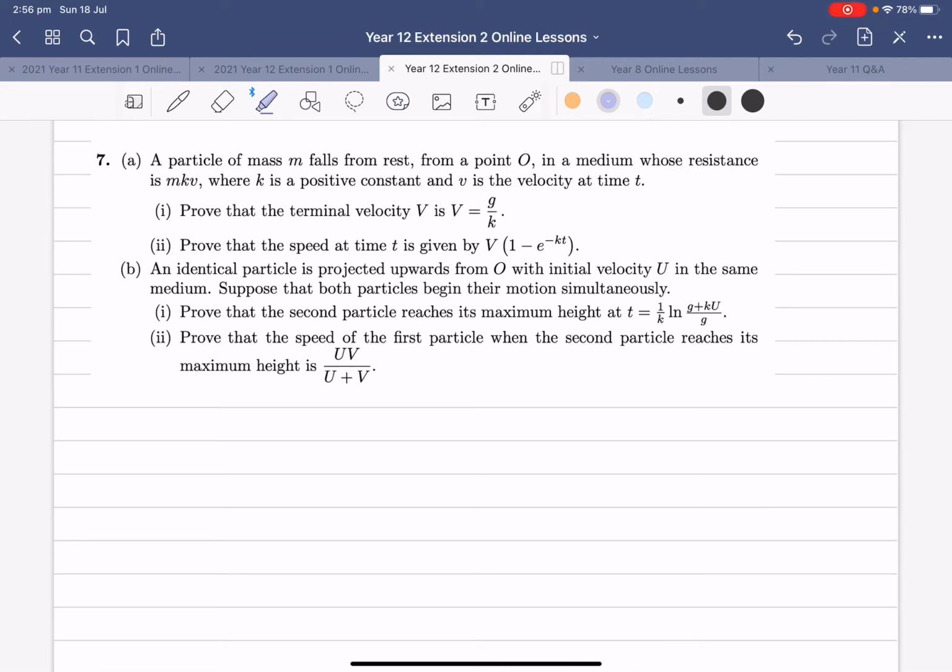Okay, vertical resistor motion part 3. All right, so let's have a look at question 7 from exercise 6E, I think. So this question says a particle of mass m. Okay, let's just highlight all the important information.